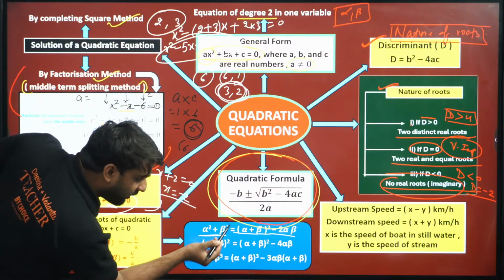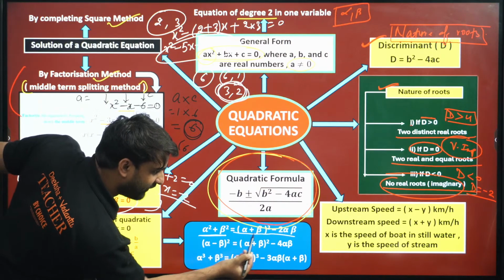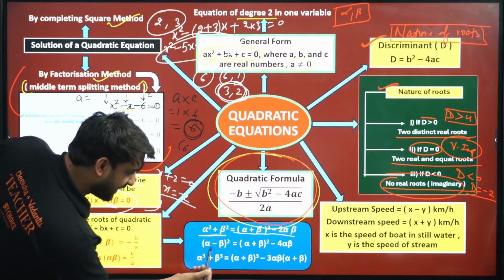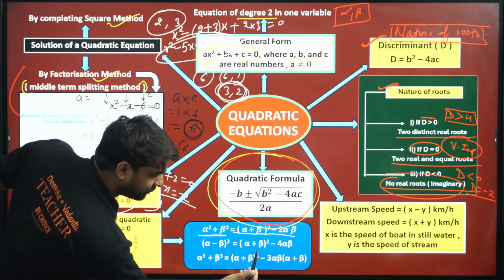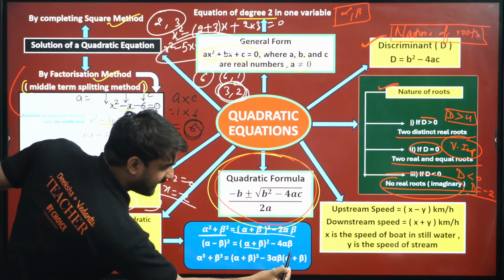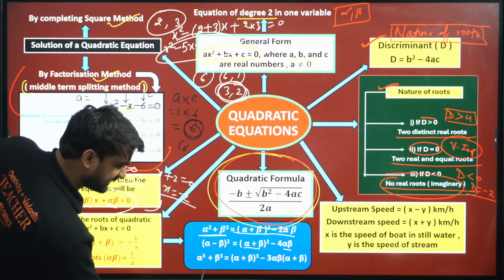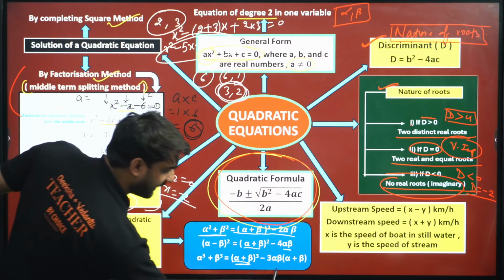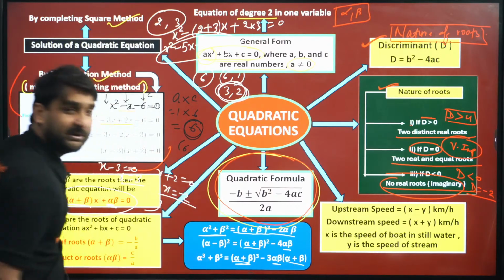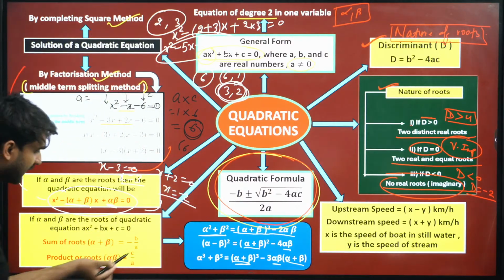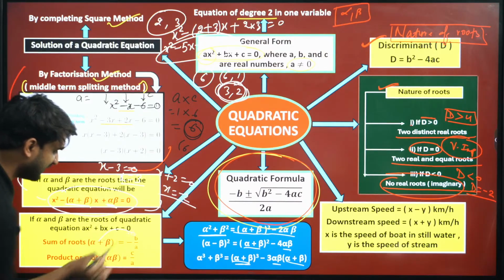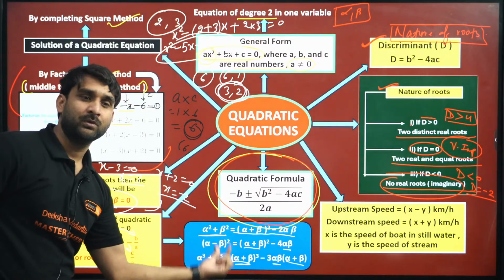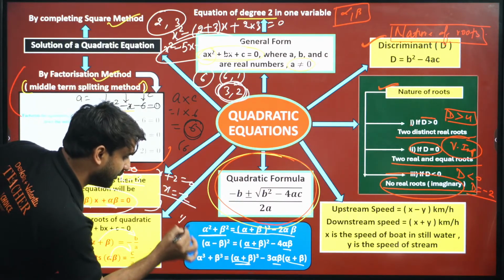And look, this formula is also expressed in the form of the sum of roots alpha plus beta and the product of roots. This alpha minus beta whole square is also expressed in terms of alpha plus beta and alpha into beta. This alpha cube plus beta cube is also expressed in terms of the sum of roots alpha plus beta, alpha into beta and alpha plus beta. Why? Because you know the value of alpha plus beta, which is minus b by a, and alpha into beta, which is c by a. So this is a very important formula.